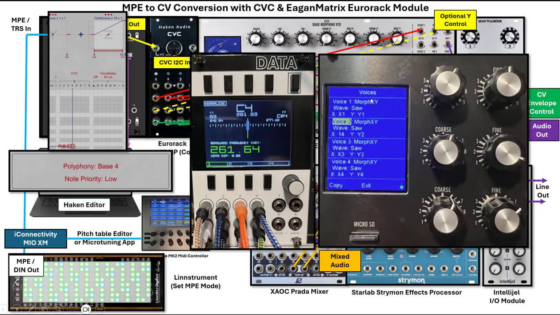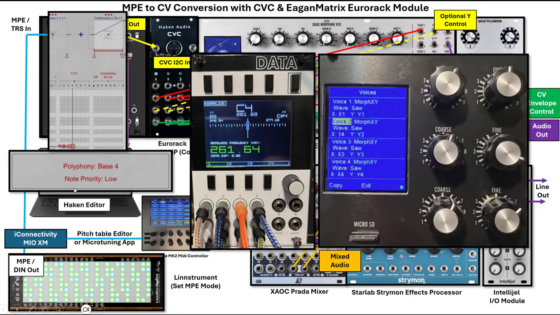And here you can see I have set up where I'm in the morph XY mode of each of these oscillators set to a default sawtooth wave. So in this case I can send in both X and Y to create morphing. In this case I'll just send in some Y to create some modulation.